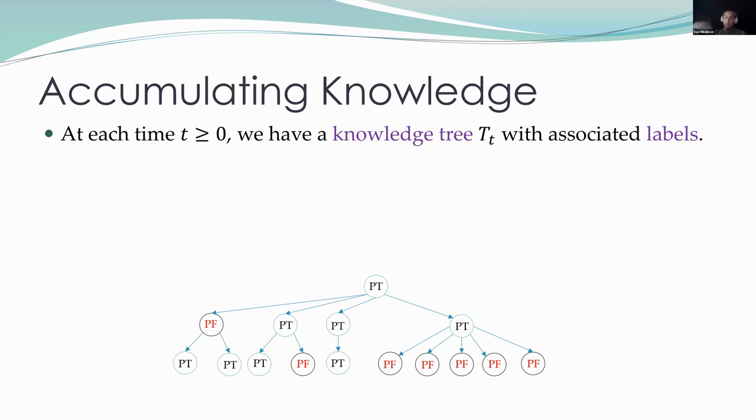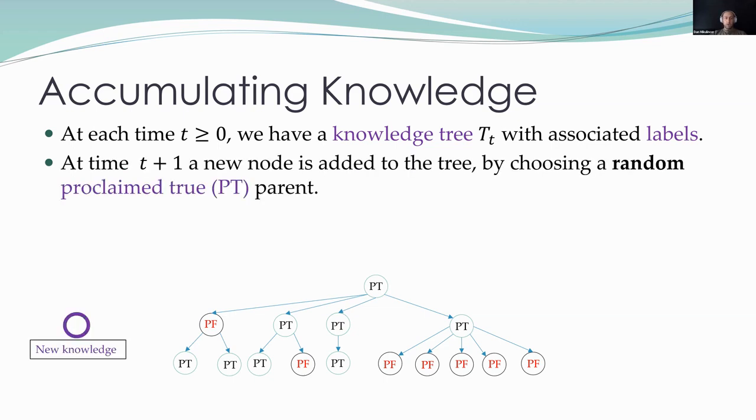All right, so it's an iterative model. At each time t, we have a knowledge tree at time t and its associated labels, like the tree we have here at the bottom. To add a new unit of knowledge, we generate a new node, and we choose a random parent from among all of the proclaimed true parents. Proclaimed false parents are essentially out of the game. You are not going to cite a paper which is known to be wrong.